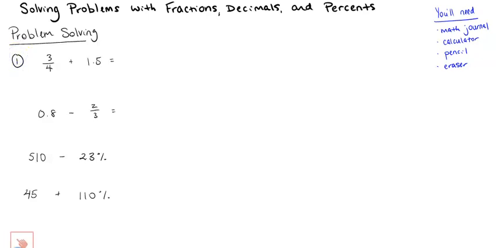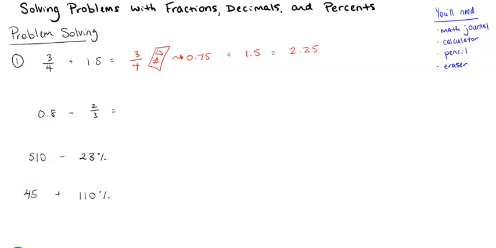Let's look at the first one. 3/4 plus 1.5. What I'm going to do is convert these into decimals and then add them together. This one's already in a decimal, so I'm just worried about 3/4. So 3/4 into a calculator, I'm dividing 3 by 4, and I get 0.75. Add 1.5 to that, and I get my total of 2.25, or 2 1/4.